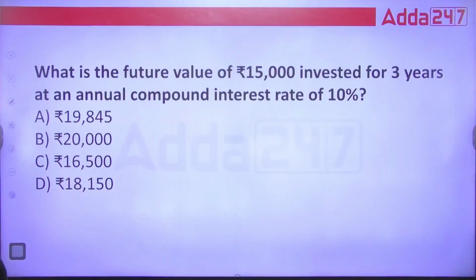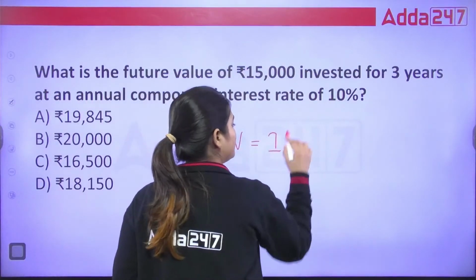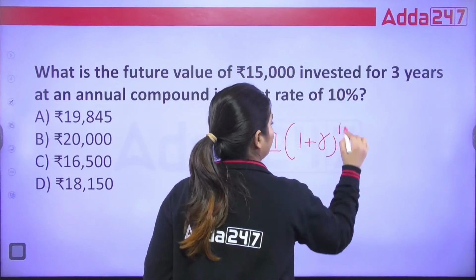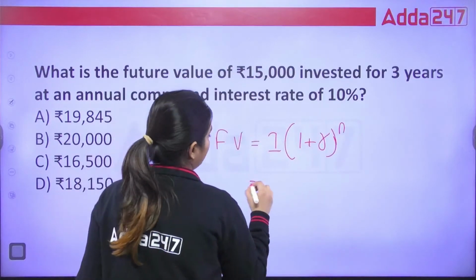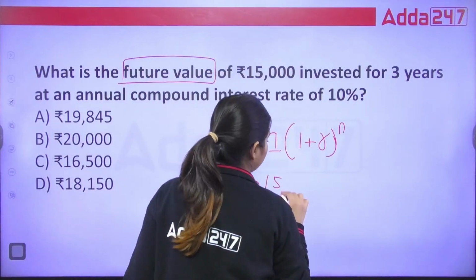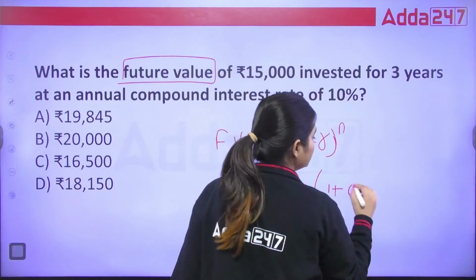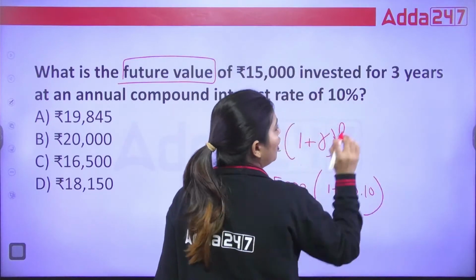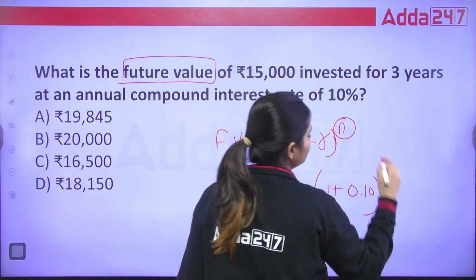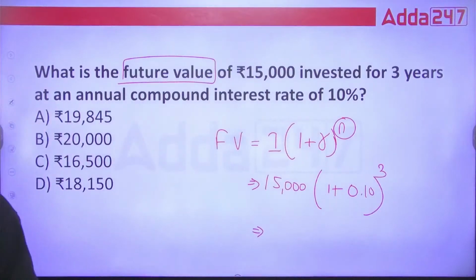Again, we need to use that same formula. What is the formula? Future value equals your investment amount times 1 plus r to the power n. Again, they want to know the future value. So what is your investment amount? That is 15,000. r is how much? That is 10%. For how many years are you going to invest this amount? For 3 years. Tell me the answer.